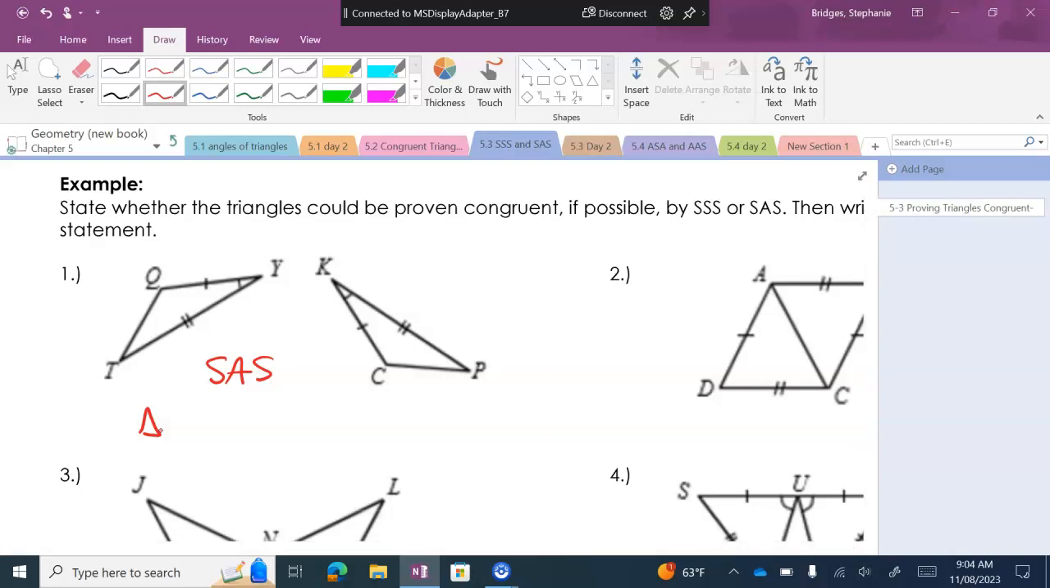Where do you want to start in number one? How do you want to call that triangle? TYQ? Okay.